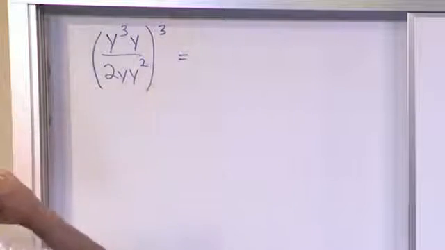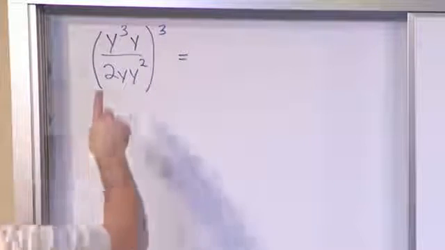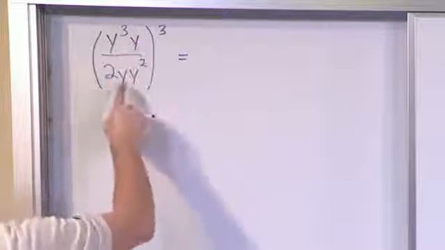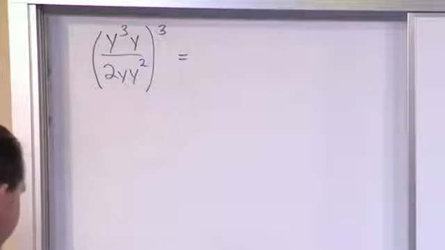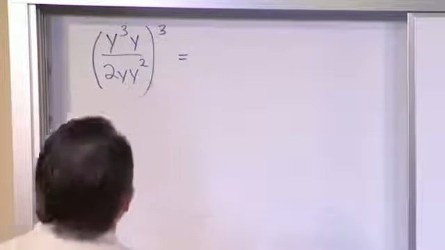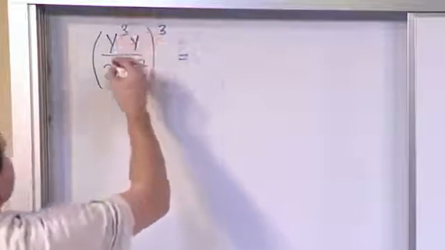Well, there's lots of ways to do it. You can combine on the inside first. You certainly could combine these and make y to the 4th power. You could combine these. That's totally okay. But I'm going to show you the more difficult way, just to show you that it's possible to do it either way. So let's apply this exponent to the top and separately to the bottom.